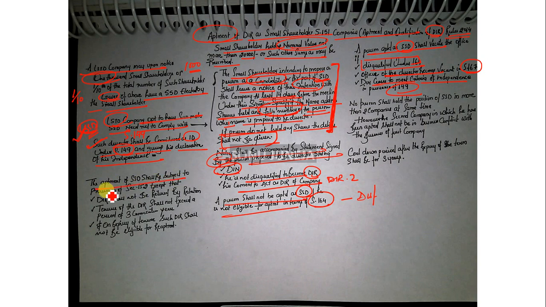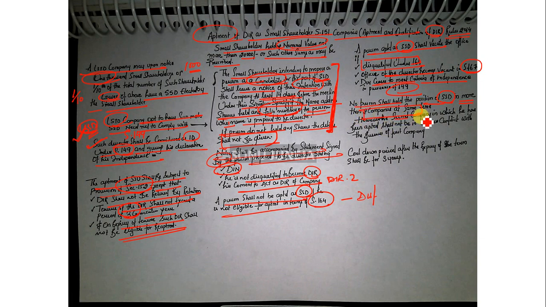The appointment of SSD shall be subject to the provisions of section 152, except that he shall not retire by rotation, and tenure shall not exceed 3 consecutive years. On the expiry of tenure, he shall not be eligible for reappointment, and no person shall hold the position of small shareholder director in more than 2 companies at the same time.